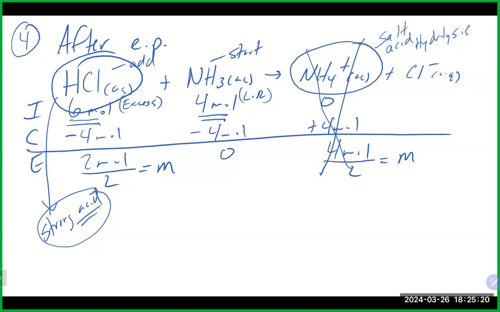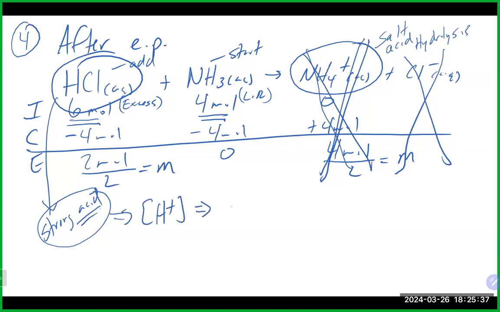In this case, by just adding the HCl, we're adding a lot more H plus. And out of the two, we will not worry about this contribution. We are still not worried about the chloride here. So really, this is a strong acid, which means that is the H plus concentration. And that is going to get us to our pH equation at this point.